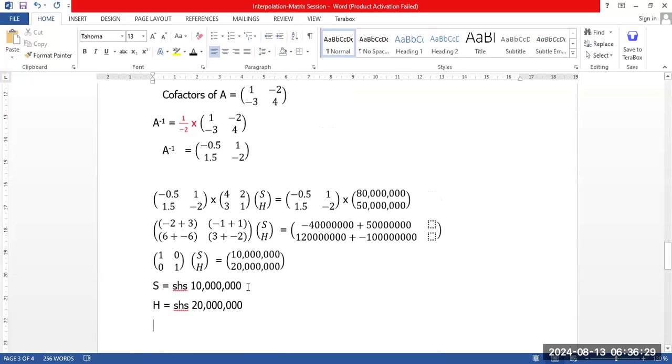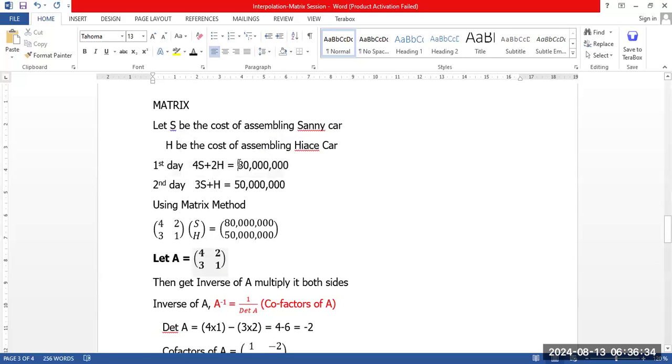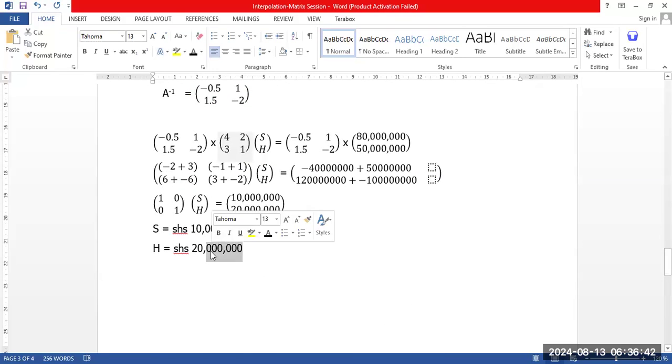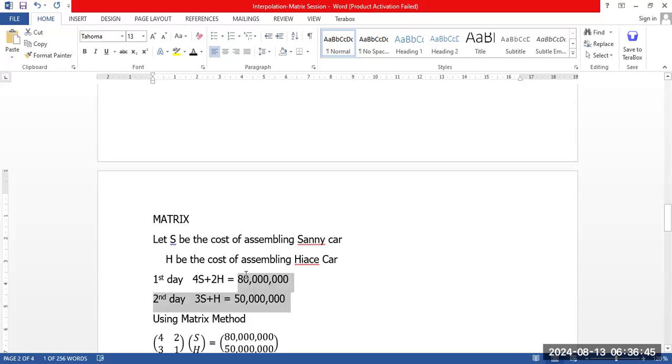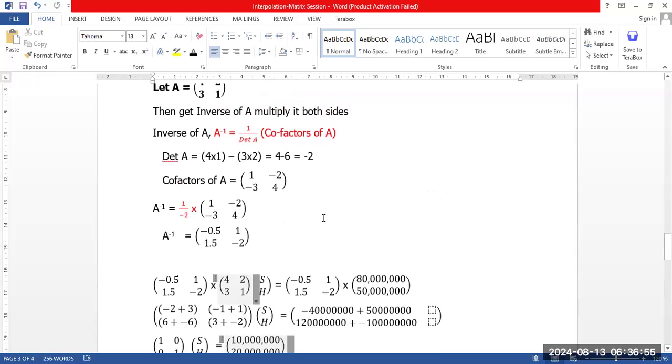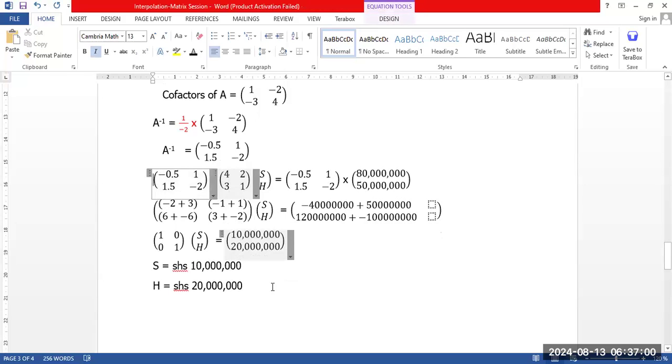If you substitute these values in any of the equations here, you will get this. Where there is S, you put what you have calculated. Where there is H, you put 20. You will still get these things. And that's all. Any question? That's how we use the matrix method. Is it too hard? Not really.